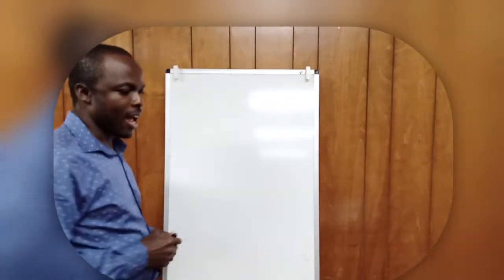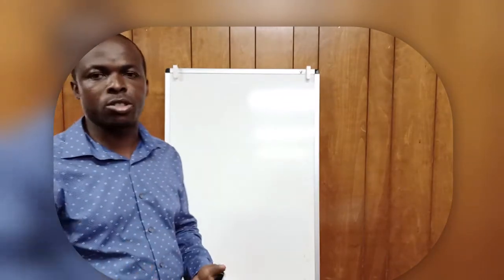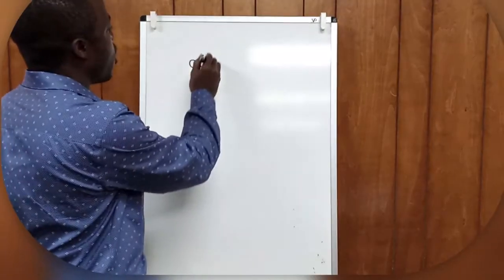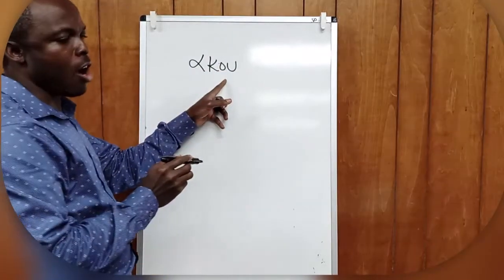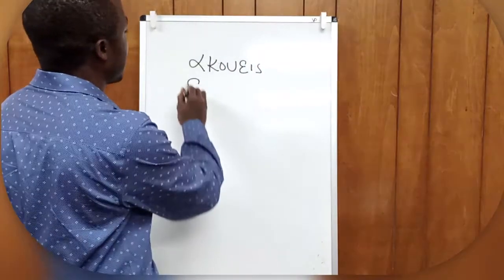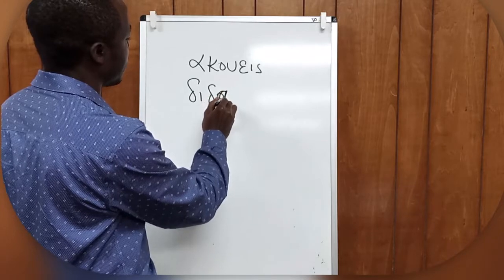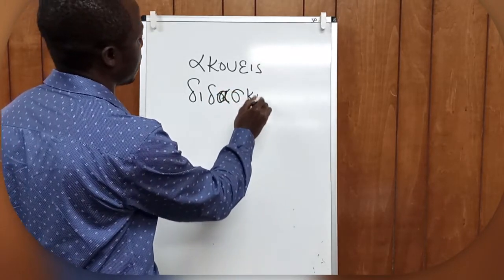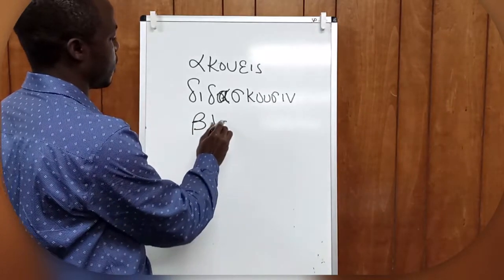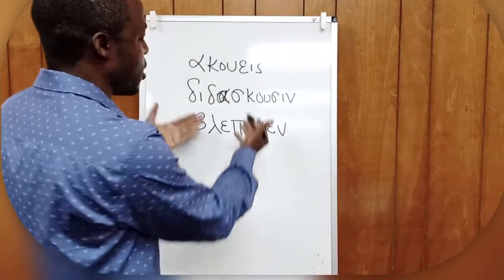In the last class, I gave out some vocabularies like akouo, baptizo, blepo, ginosko, grapho, didasko. And I gave an assignment wherein I gave something like this: akoueis, the second one didaskousin, the third one blepomen. Now, I asked us to play on these words.